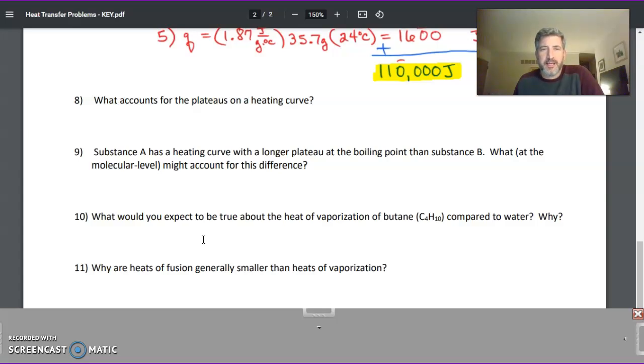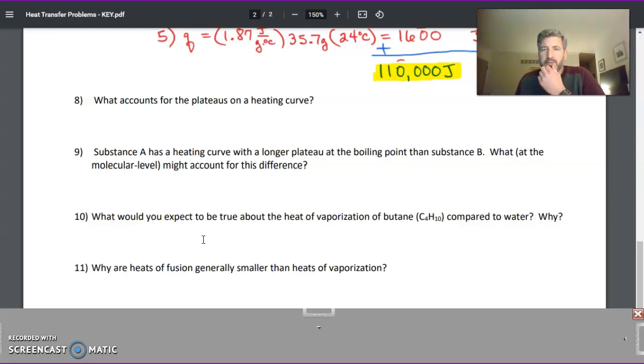Number 9 says substance A has a heating curve with a longer plateau than substance B. So at the molecular level, what does that mean? Probably means that substance A has stronger intermolecular forces. So it takes more heat to break, whether it's hydrogen bonding or just really big molecules that have high London dispersion forces, or dipole, whatever, but substance A must have greater IMFs.